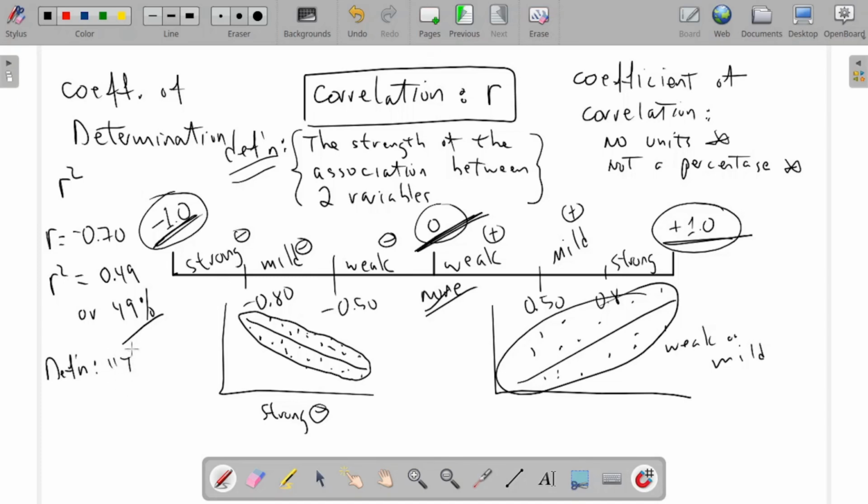Definition. This is the percentage, or the percent of variability in y explained by x. So you're going to want to commit that to memory. That makes for an excellent exam question. So there's a basic introduction to the correlation coefficient r, and by extension the coefficient of determination r squared, and the role they play in simple linear regression.